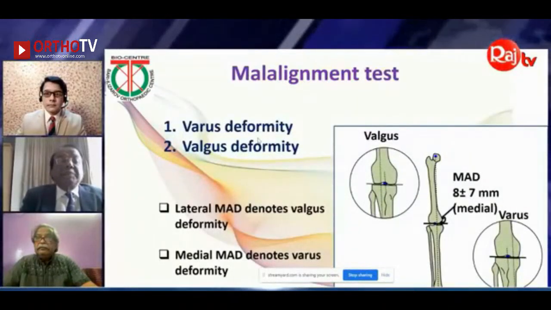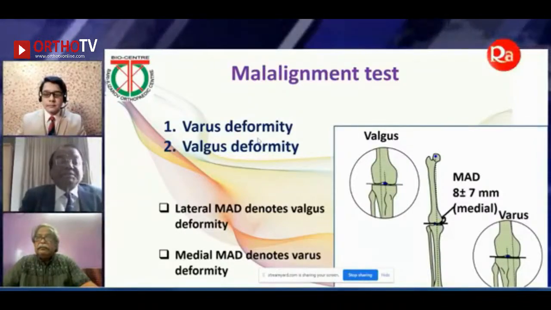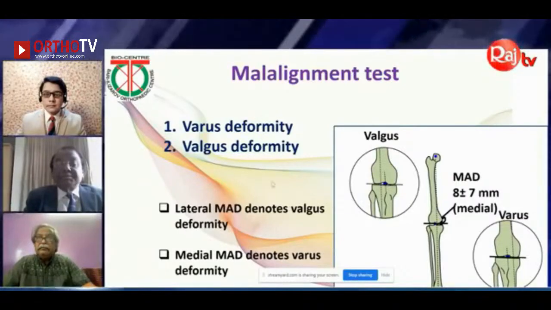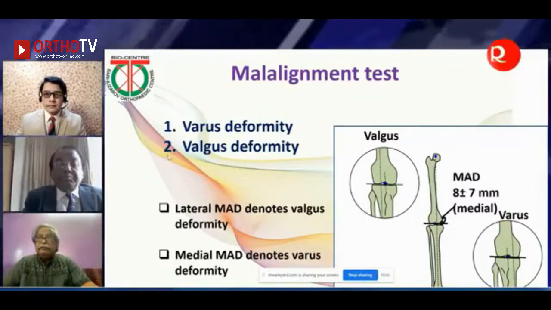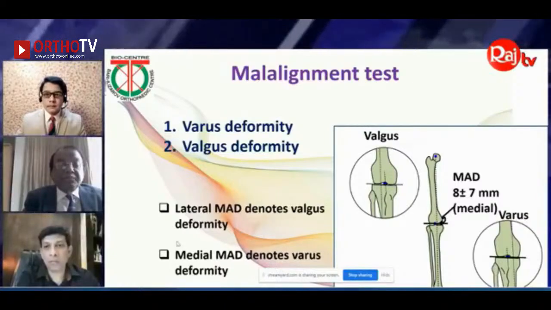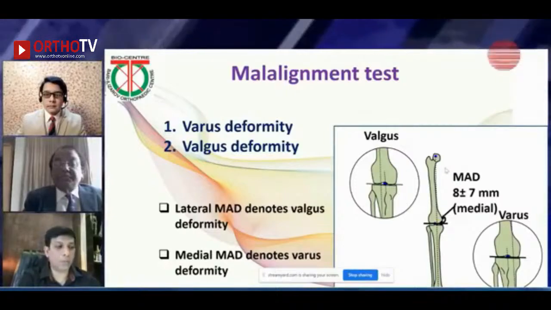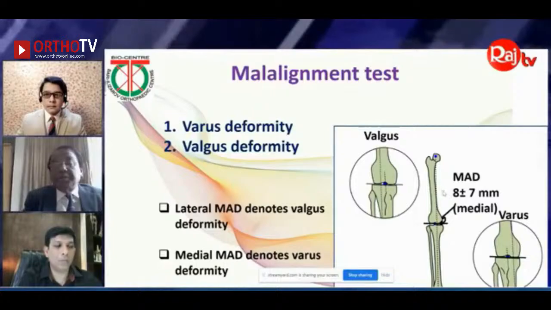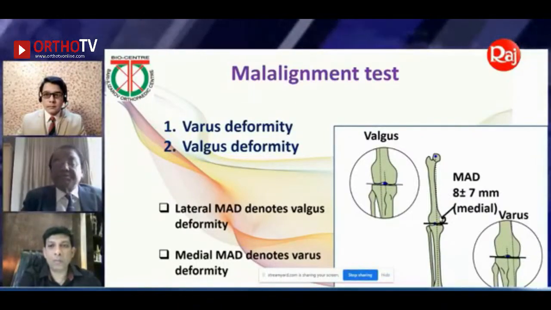So, the malalignment test: whenever you are seeing varus deformity and valgus deformity, if the deformity is valgus here, then lateral mechanical axis deviation denotes valgus deformity. And medial mechanical axis deviation here denotes varus deformity. So this you'll get valgus, and this is varus.